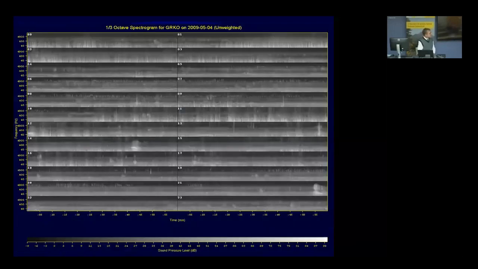This is an example of a spectrogram for one particular day. This was May 4th, 2009. Each of the little tiles in here is an hour: this is midnight to 1 a.m., this is 1 a.m., this is 2 a.m., 3 a.m., and so forth, all the way till midnight. So this is displaying what was going on visually throughout the day.